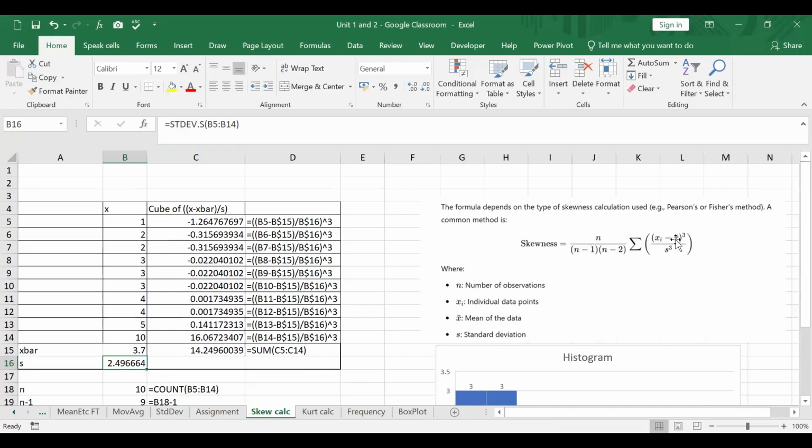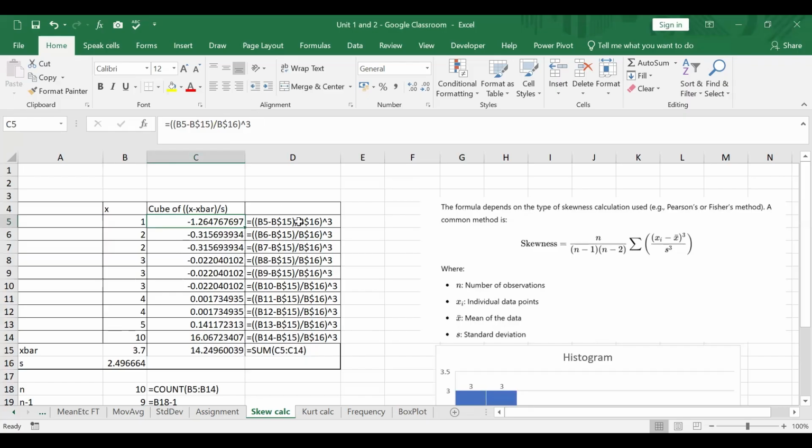Now in this formula, we have to substitute. You have to find out the deviation from the mean of each item. So here I'm finding out how much is B5 minus $15. B5 is 1, and I'm putting the dollar signs on 15 so that when I drag it down, it doesn't change. B15 is the x bar. So I'm subtracting B5 minus $15, putting it inside the bracket, then dividing by $16, which is s, and then the whole to the power of 3.